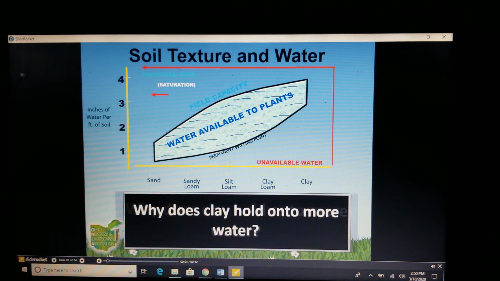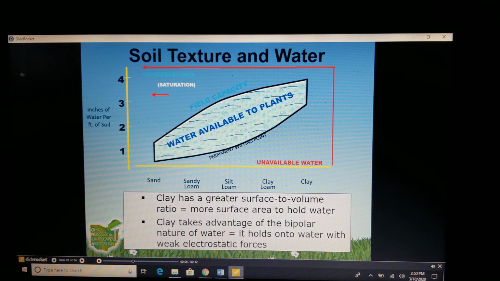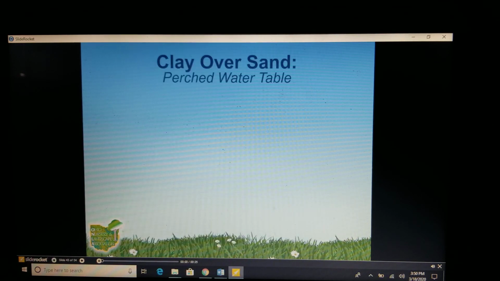Why does clay hold on to more water than sand? Clay particles have a greater surface to volume ratio compared to sand. Water molecules become attached to the clay particles through electrostatic bonds. The reason we are covering this process in such depth is because it affects soil incompatibility.